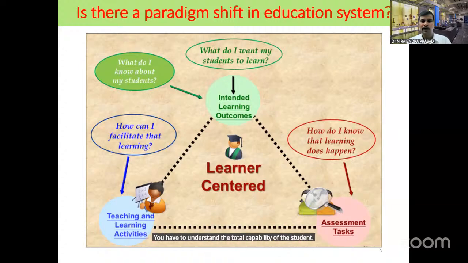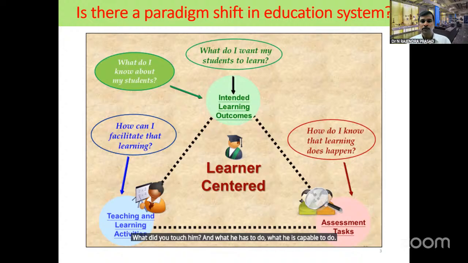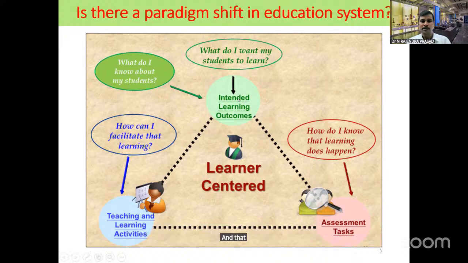Why have you taught him? What did you teach him? And what he has to do, what he is capable of doing. These three questions are to be answered through assessment. You have to do the assessment in such a way that you understand whether the student is capable of doing what is intended. And what is intended is going to be the learning outcome.